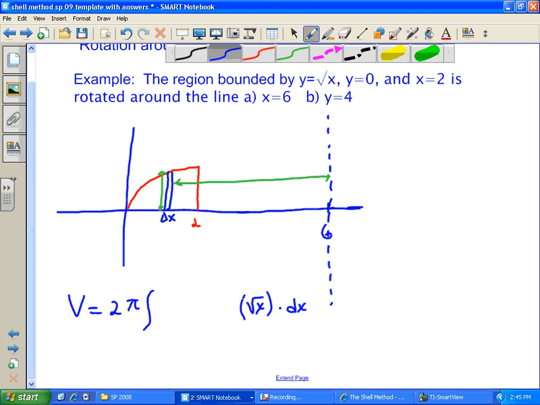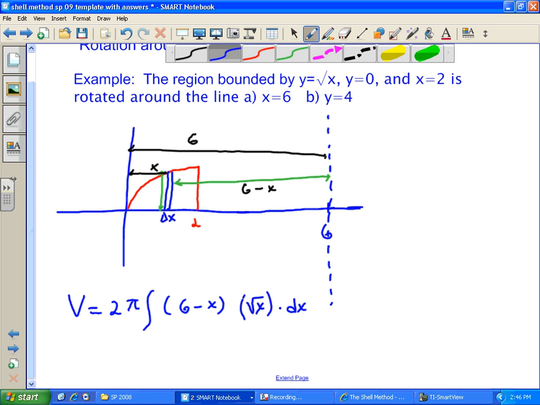So I just have to worry about the shell radius given by this long green arrow. Okay, what we know is the total distance from here to here is 6. And the distance from here to here is x. So that tells us that the length of the green arrow should be the difference between the two. So it should be 6 minus x. So that's what I will write in my integral for the shell radius.